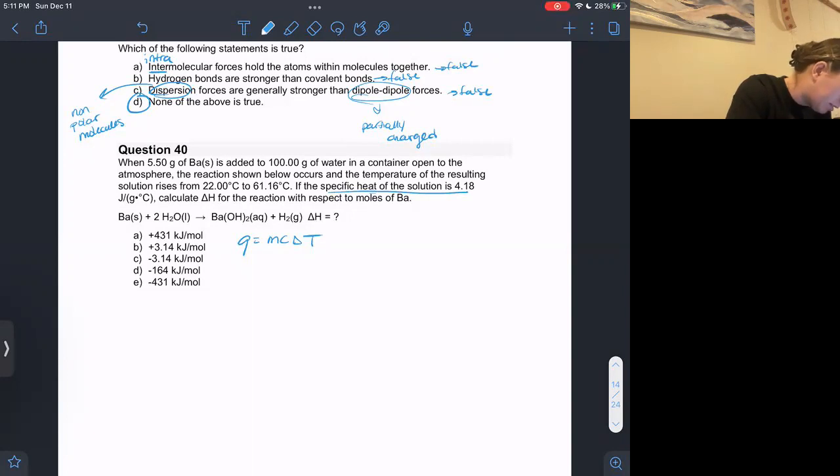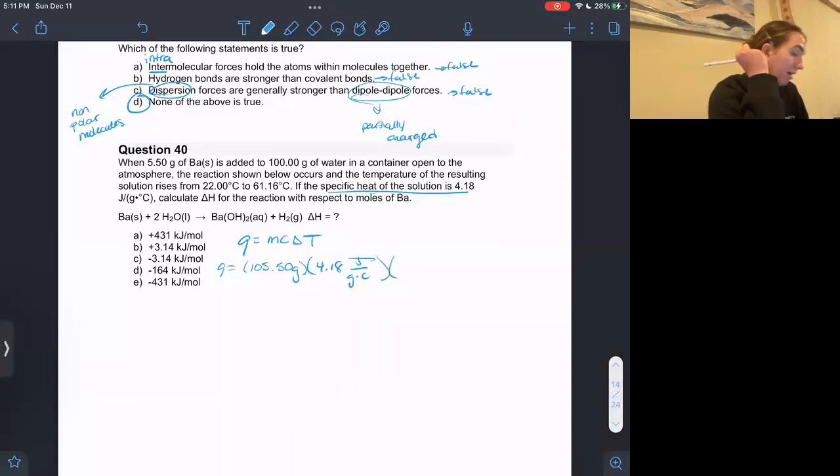So this is just Q will be equal to 105.50 grams. Specific heat is 4.18 joules per gram per degree Celsius. And then I can do final minus initial. So that'll be 61.16 minus 22.00 degrees Celsius. I can say Celsius because my specific heat is in Celsius.